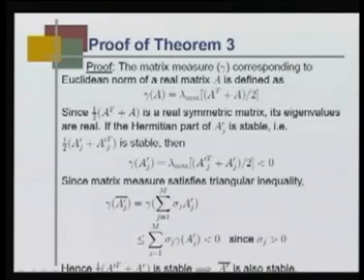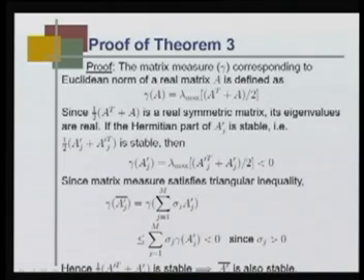So, proof. The matrix measure gamma corresponding to the Euclidean norm of a real matrix A is defined as the maximum eigenvalue of the Hermitian part of A. Since A plus A transpose by 2, the Hermitian part of A, is a real symmetric matrix, its eigenvalues are real. So if the Hermitian part of A j s is stable, that is half of A j s plus A j s transpose is stable, then the matrix measure of A j s, which is the lambda maximum of this matrix, is always less than 0.